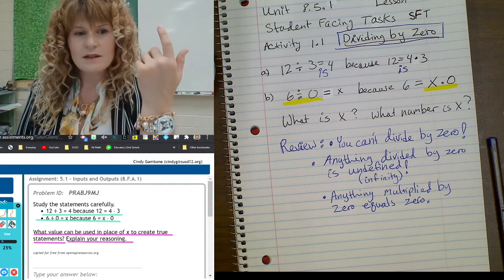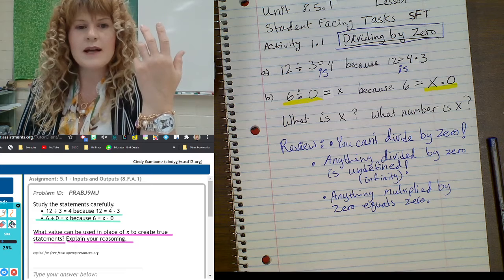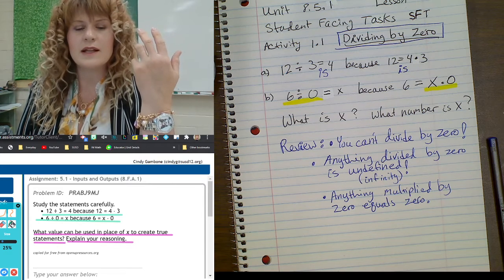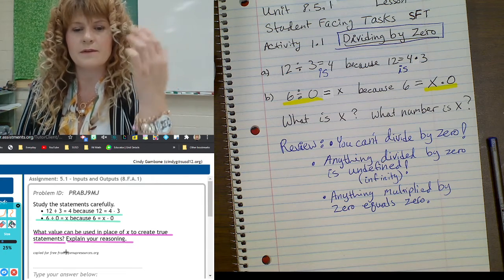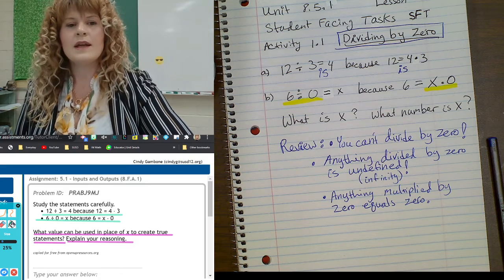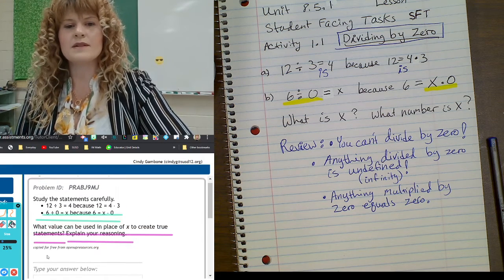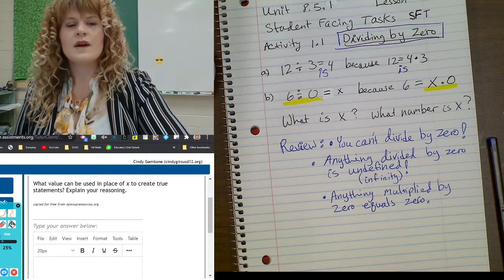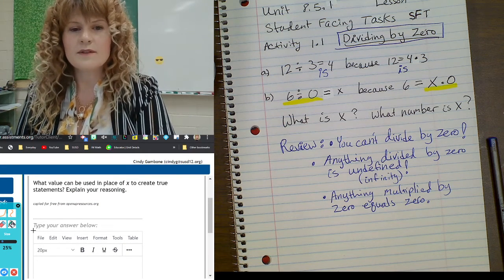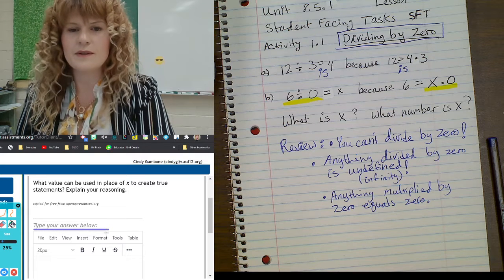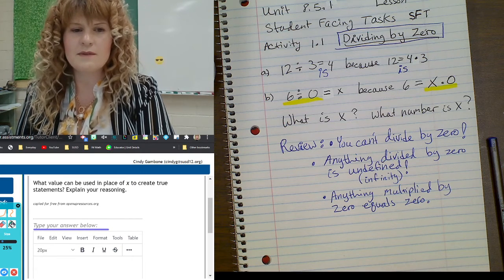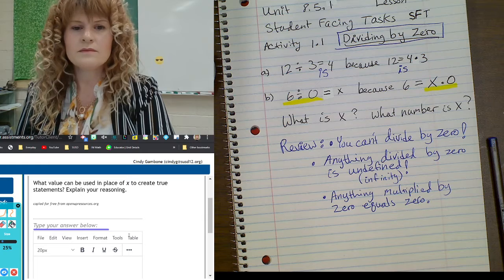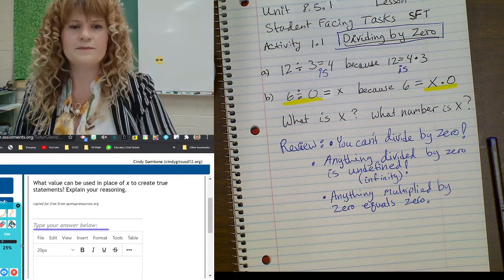And then look for additional information telling you how to report your answer. And here it says, type your answer below. Right here. So that's what you have to do. You have to look for what are they telling you to do? How do you need to report your answer? Okay, let me help you with that.